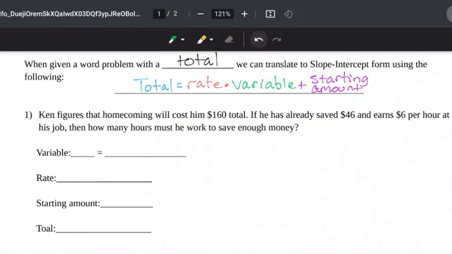Let's read through the first situation. So Ken figures that homecoming will cost him $160 total. If he has already saved $46 and earns $6 per hour at his job, then how many hours must he work to save enough money? So, right off the bat, we want to identify our variable. Now, it's asking us for how many hours he must work. So our variable, what we're looking for, x, is the number of hours.